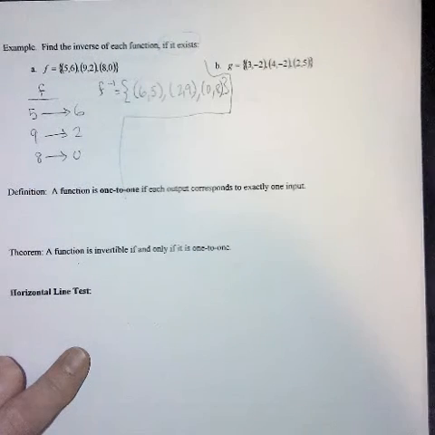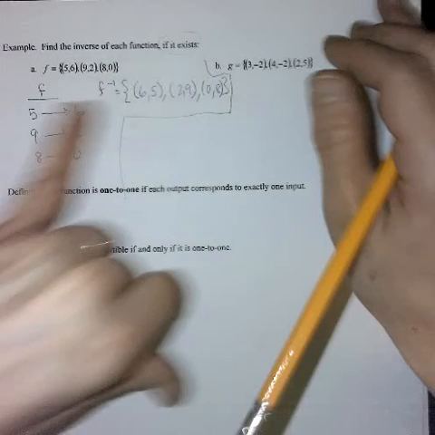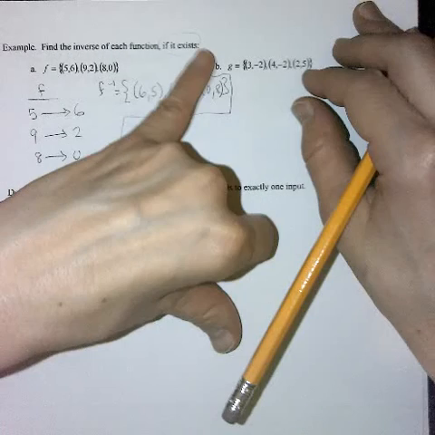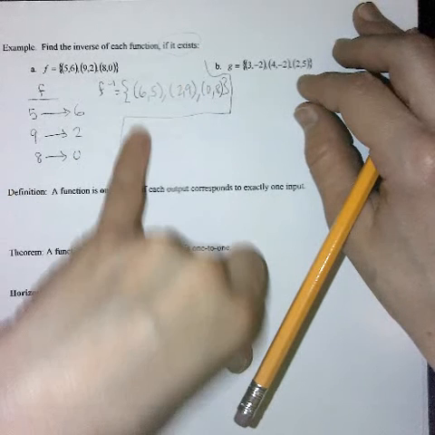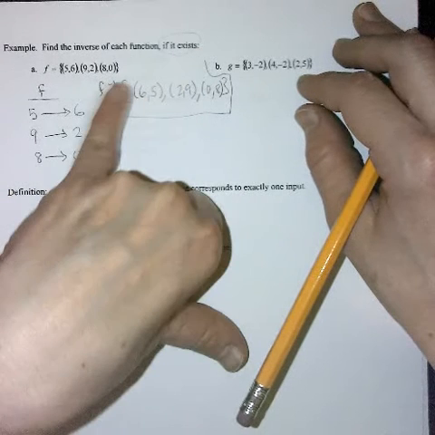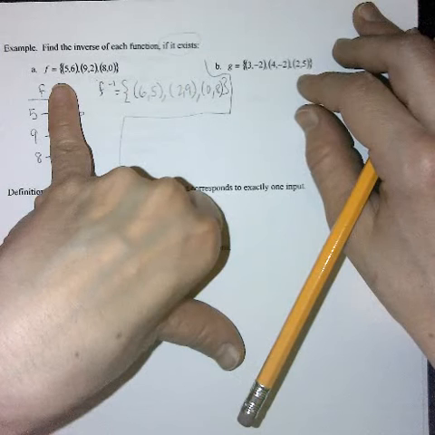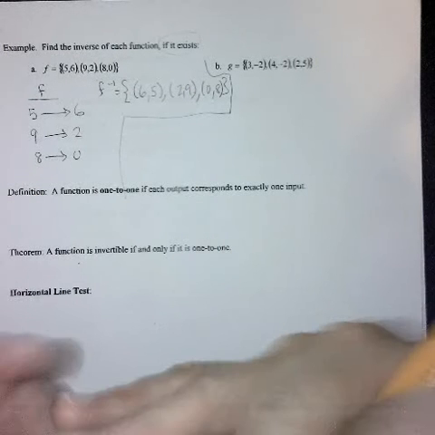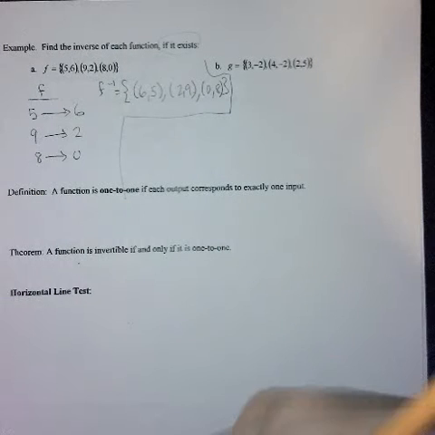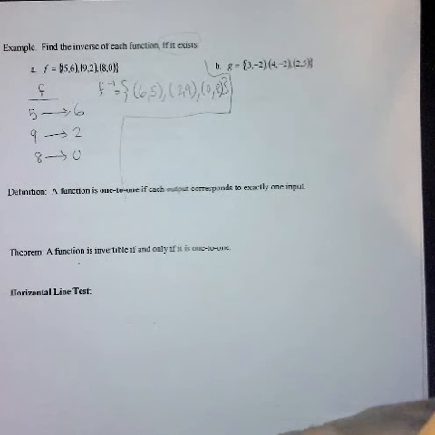So the "if it exists" part, where that comes into play, is you need to make sure that if you are going to invert these coordinates, because a function defines ordered pairs, you can always invert the coordinates. That's no problem. The problem is going to be, once you do that, is this result a function?